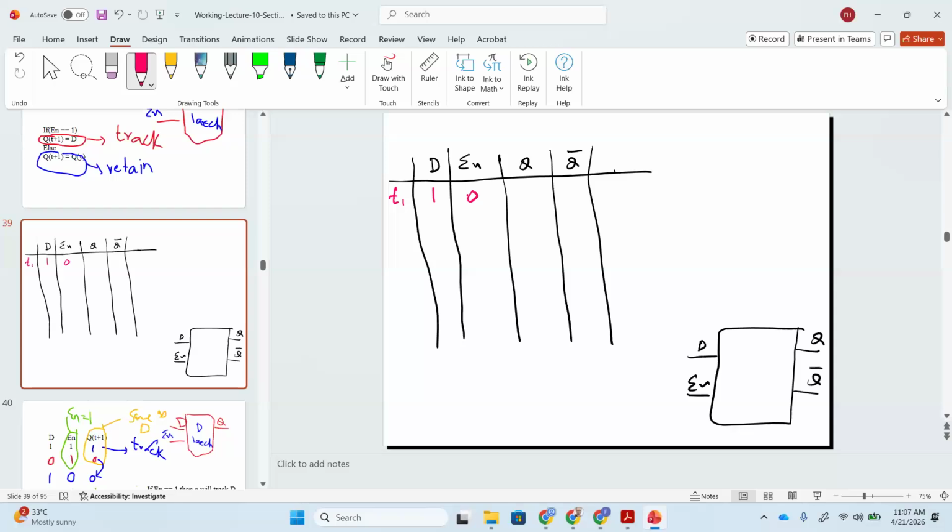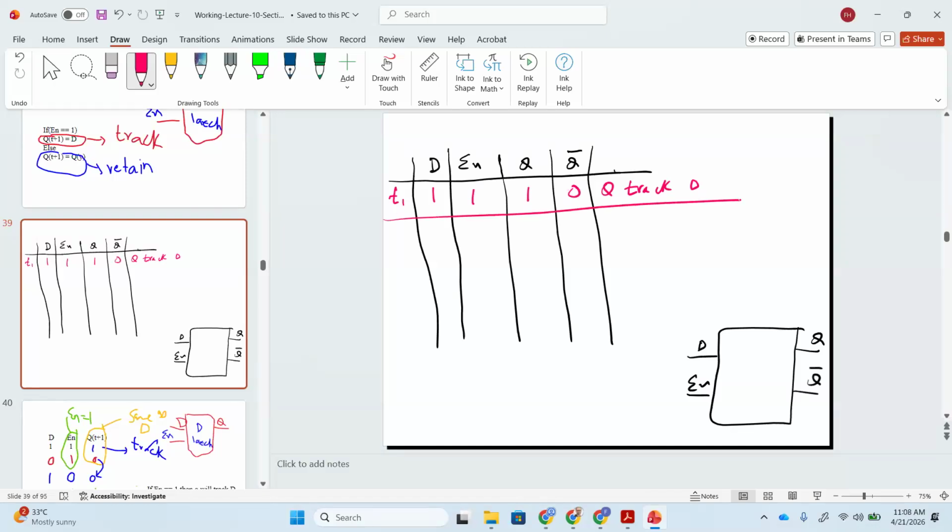So basically now let's assume we have enable equal to 1. What will be the value of q and q bar? Please be quick. So basically, if enable is equal to 1, it means that q will track d. What is the value of d? D is 1. So q will be 1 and q bar will be 0.